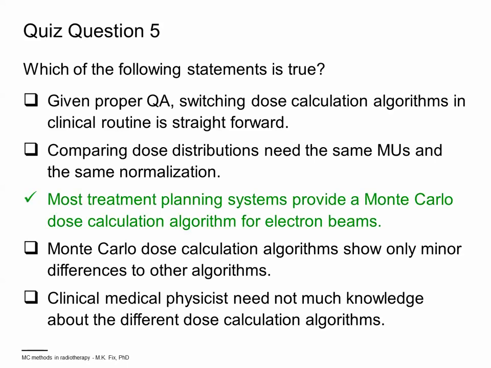The right answer is that most treatment planning systems provide a Monte Carlo dose calculation algorithm for electron beams.